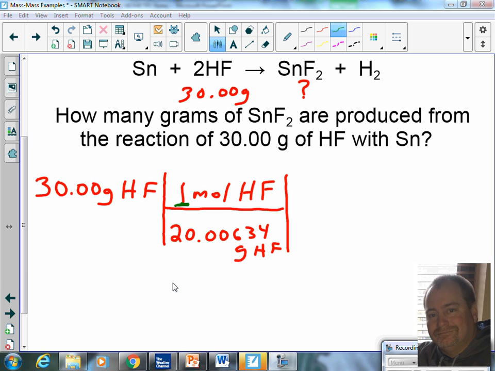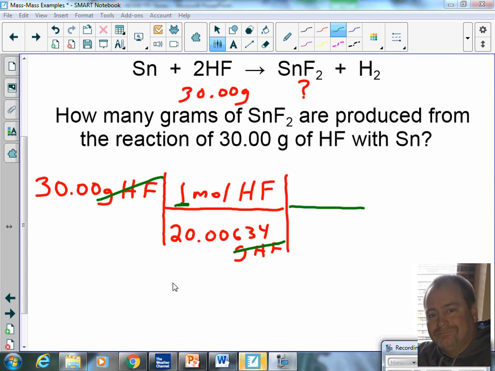Now, my next step, and I don't have to do the math yet. I can do it at the end. My next step is the molar ratio. So I'm just going to add another box onto it. What do I want to cancel now? I've got to cancel here. So I've converted this into moles of HF.